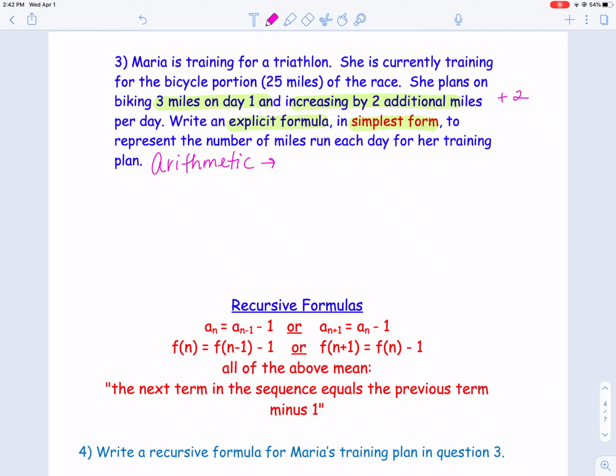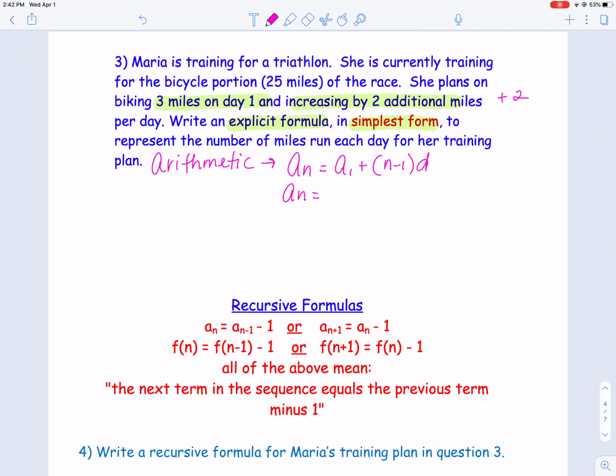Okay, and everybody's going to want to say arithmetic. That's fine, but that's what they call it. They call it the arithmetic versus geometric sequences. So if we use our arithmetic sequence, a sub n equals a sub 1 plus n minus 1 times d.